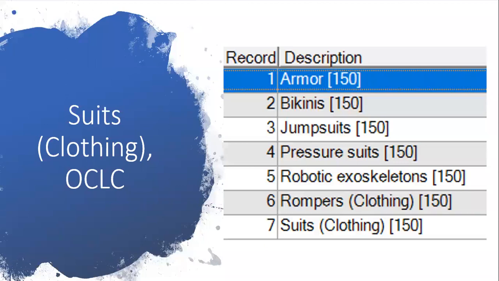Okay, so we also looked up suits, clothing in OCLC. And again, you're looking for that 150. So under record 7 there, suits, clothing, 150. We know that that's a valid Library of Congress subject heading.